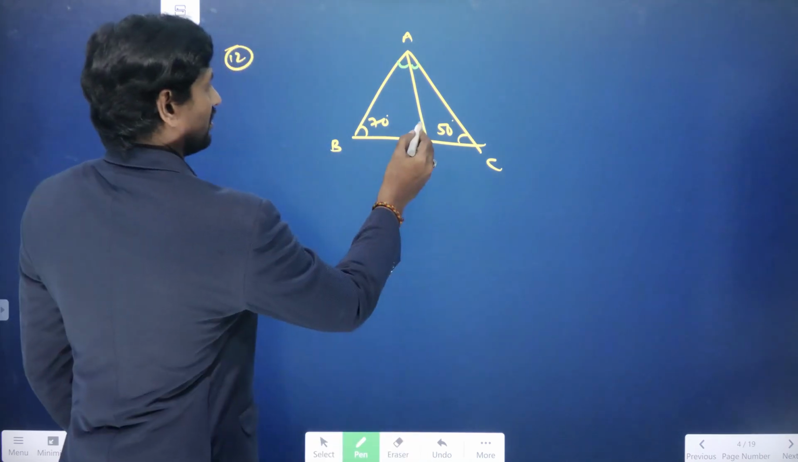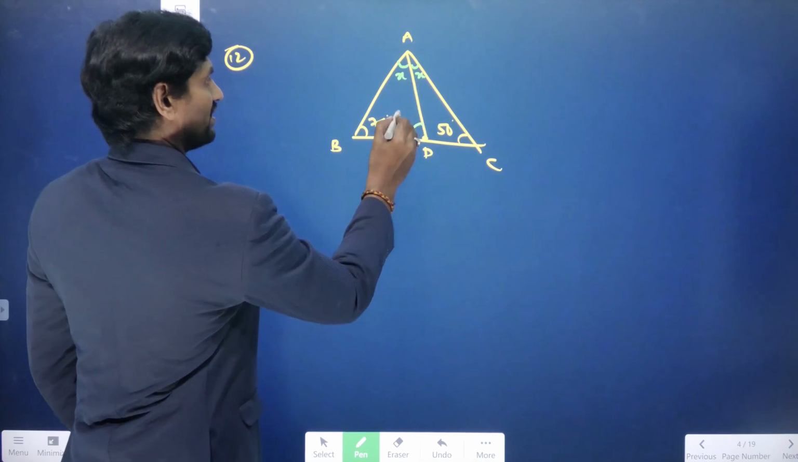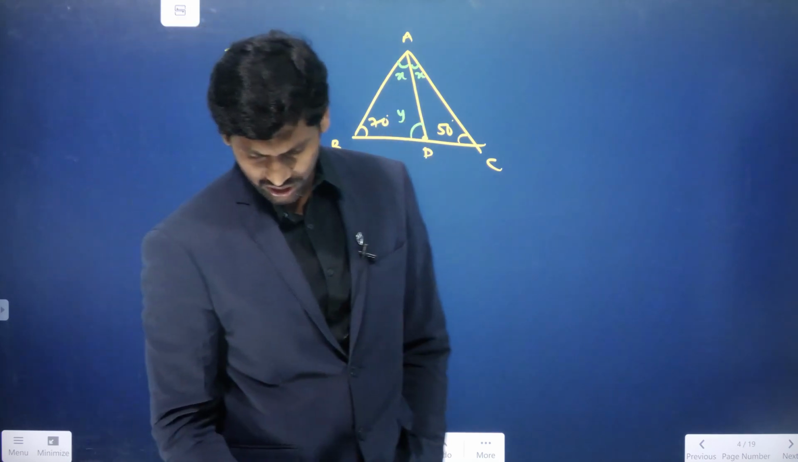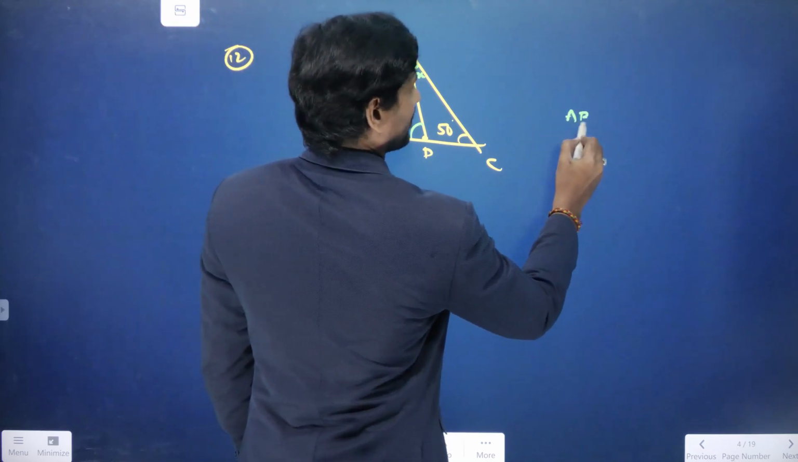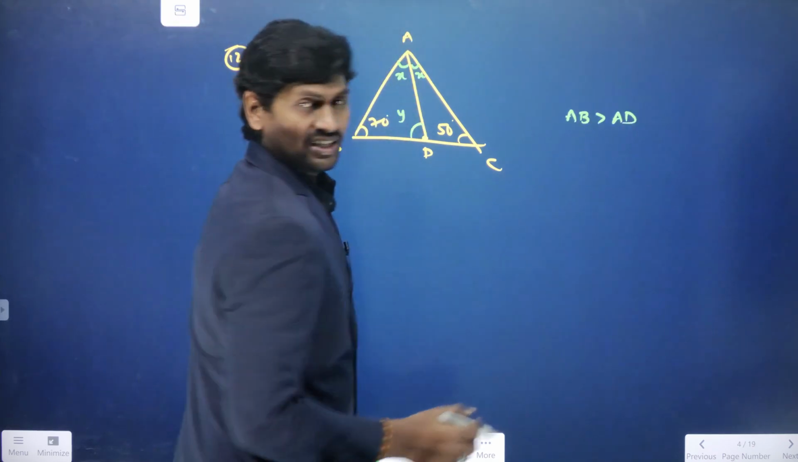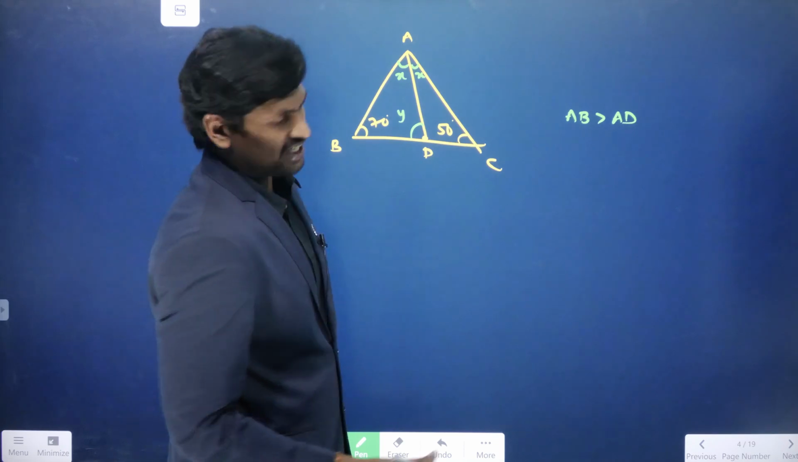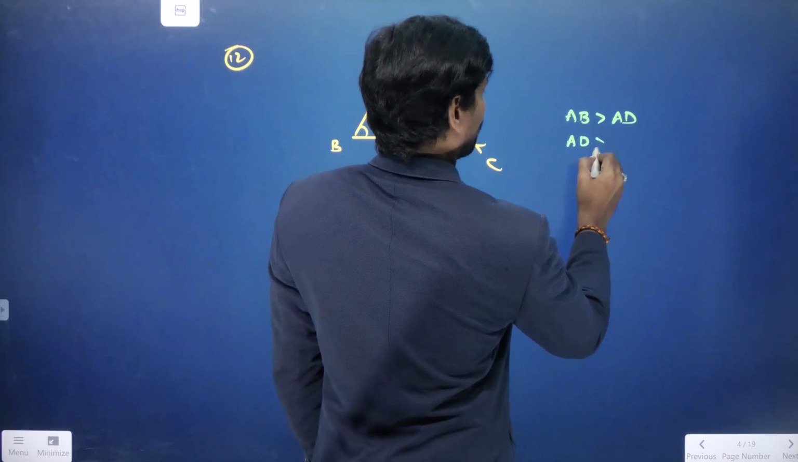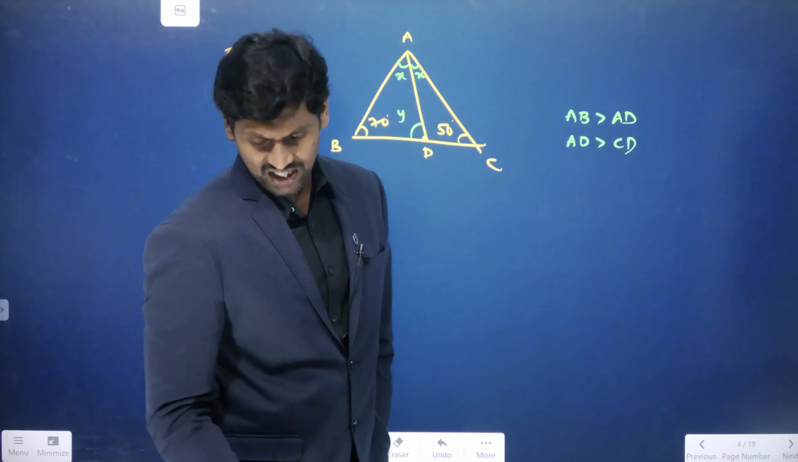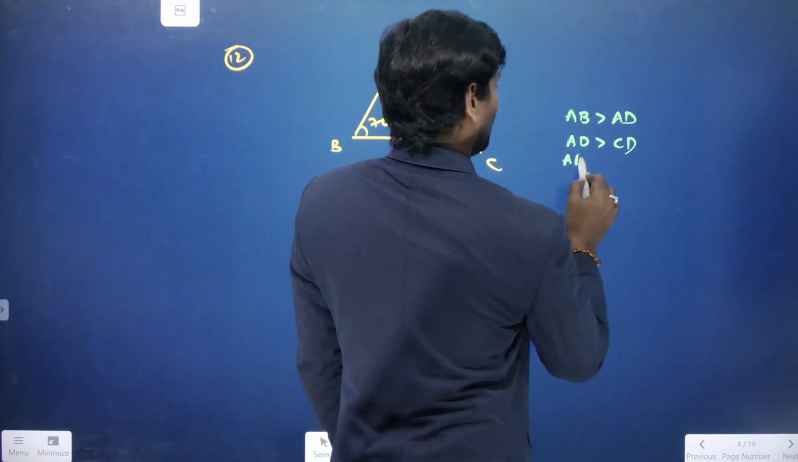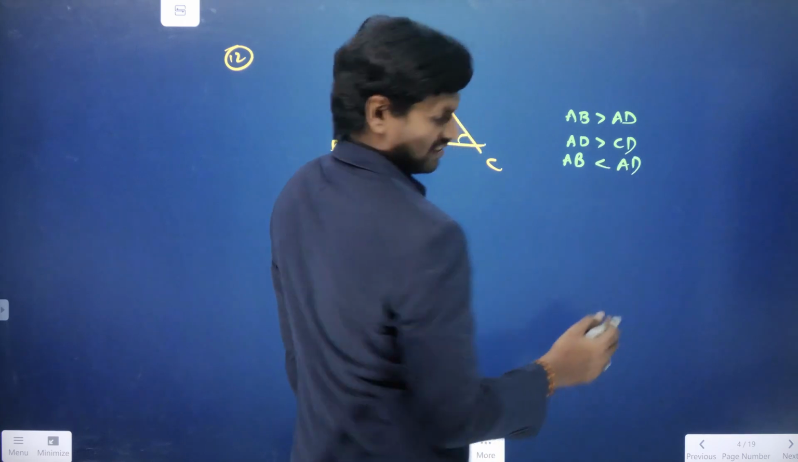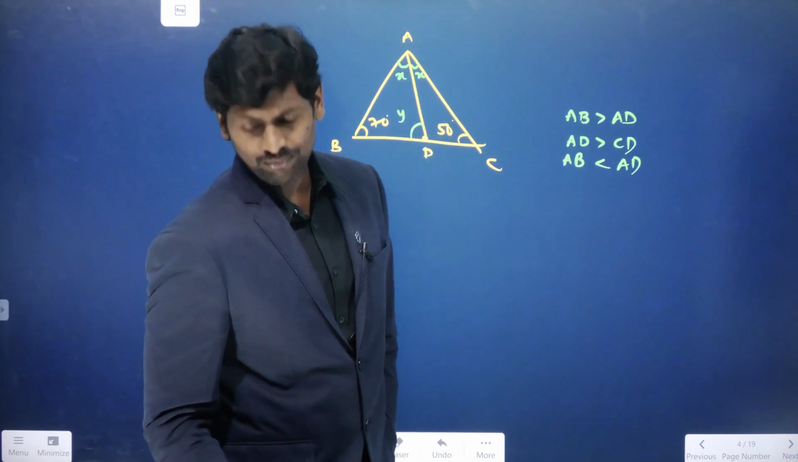Here X, here Y is taken. Which of the following is true? Let us go through the options. The first option is AB greater than AD. The second option, AD greater than CD. And third, AB less than AD. And the fourth, both 1 and 2.